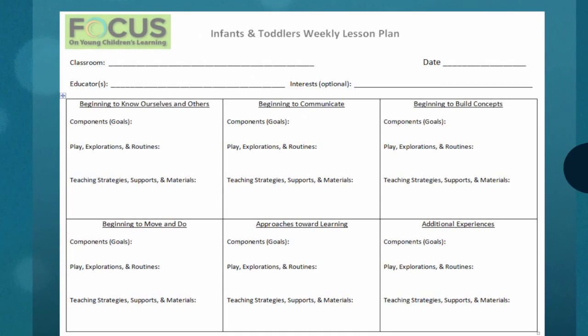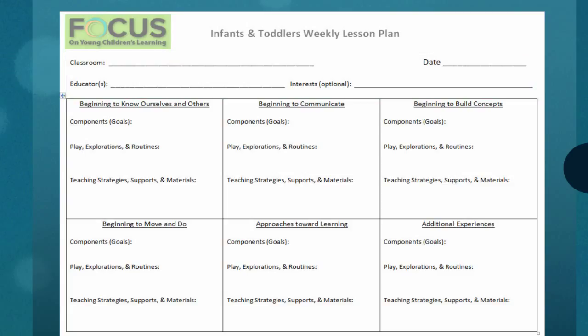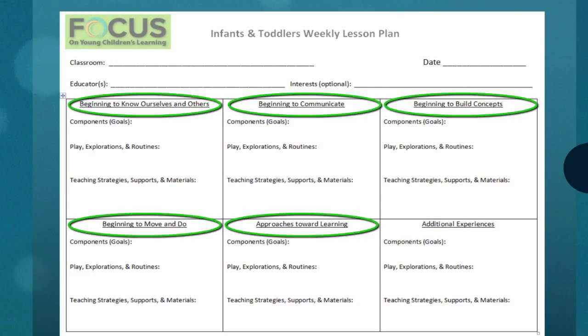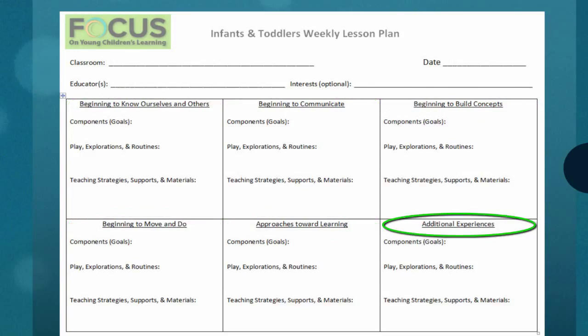On this first page, the top section has a line for the classroom and educator. The date. Be sure to always post your current lesson plan. There are only 2 pages. The boxes in this lesson plan are not divided by learning centers or small and large group activities. Instead, they are divided into each of the 5 infant and toddler domains with an extra box for additional experiences.